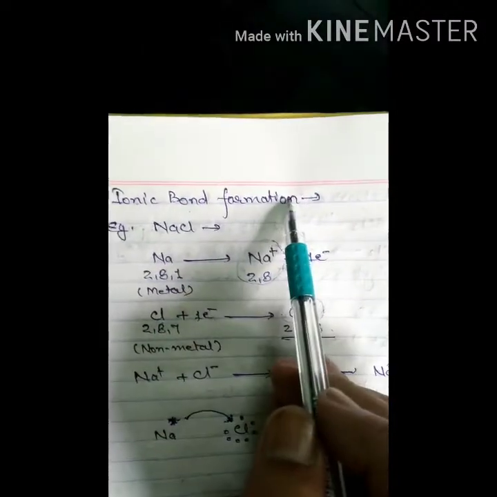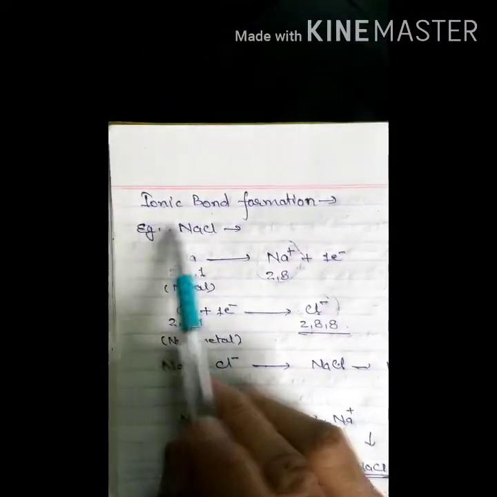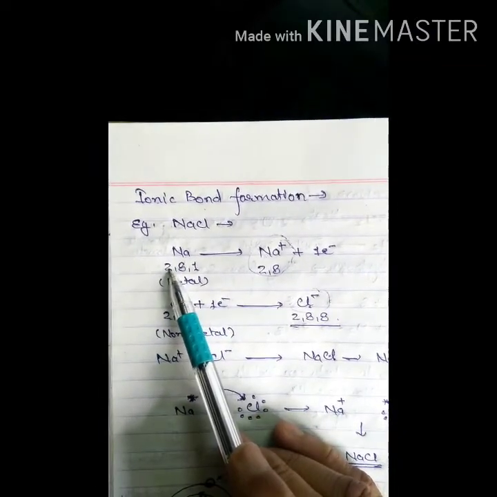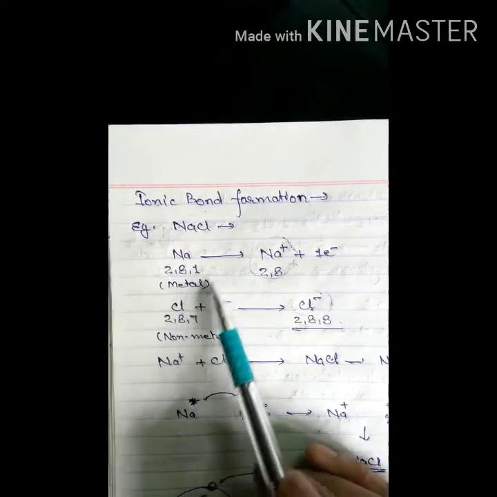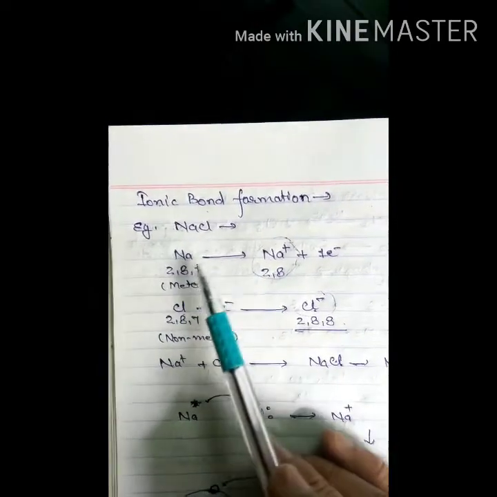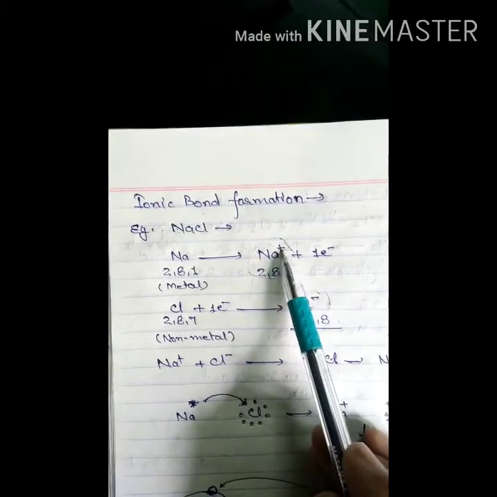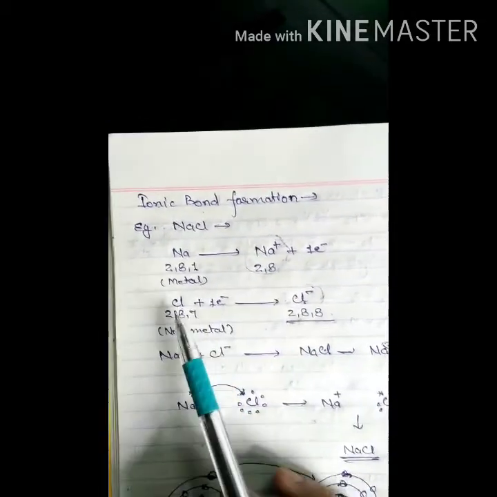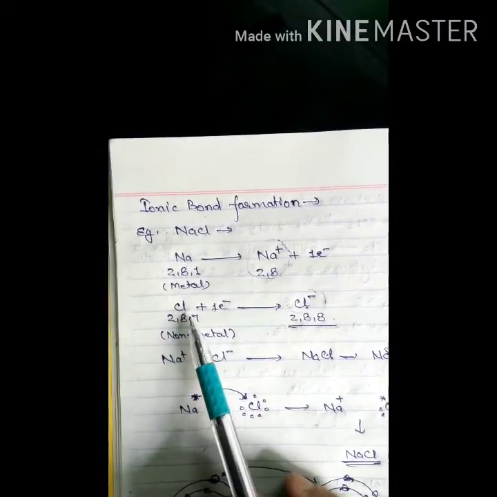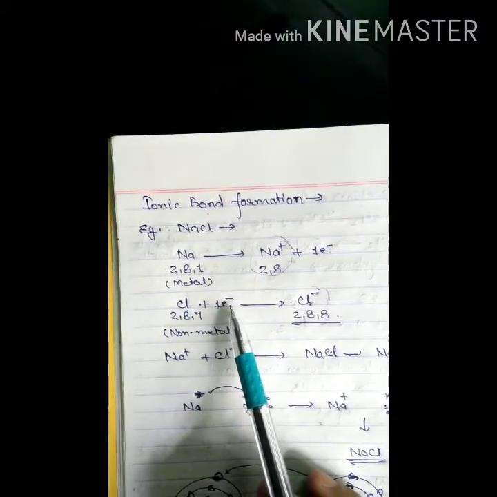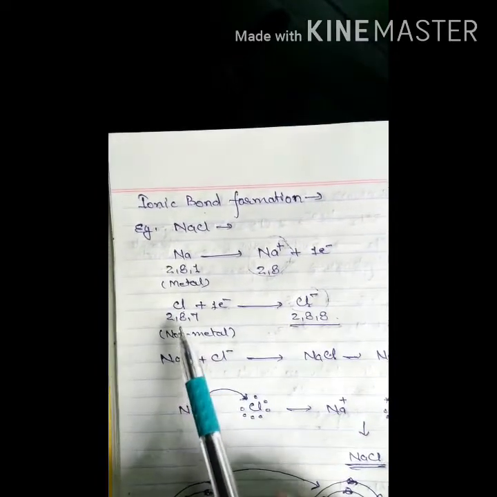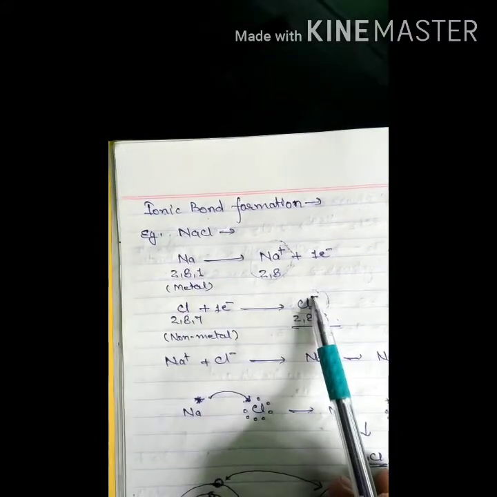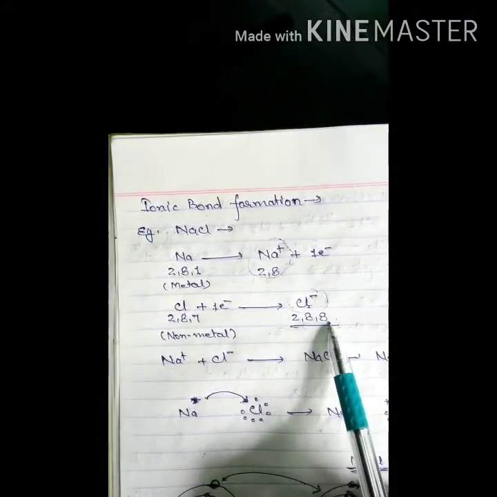In ionic bond formation, example NaCl, sodium, this has the configuration 2, 8, 1 and it is a metal because it has tendency to lose electron, and it loses one of its electron and become positively charged having configuration 2 and 8. On the other hand, Cl, which is a non-metal, it have tendency to attract electron. Now its configuration 2, 8, 7, it accept one electron and become negatively charged having configuration 2, 8, 8.